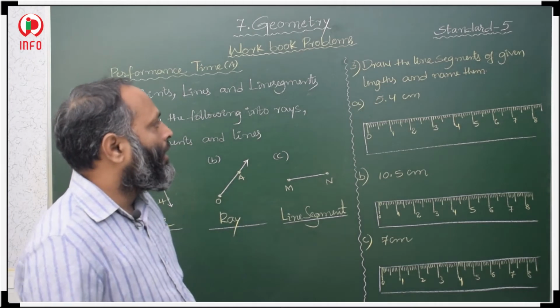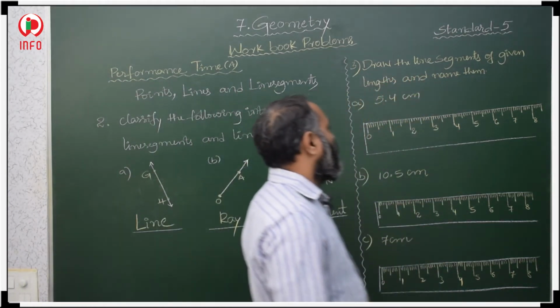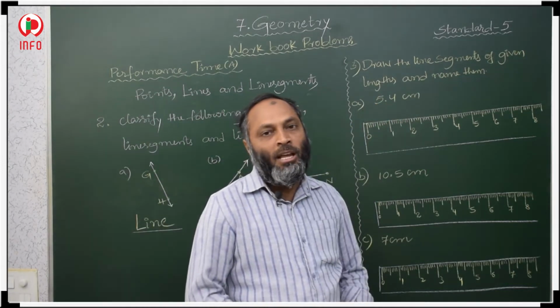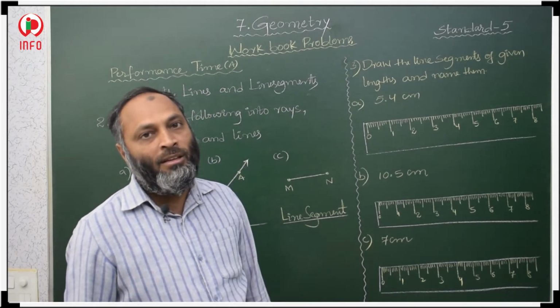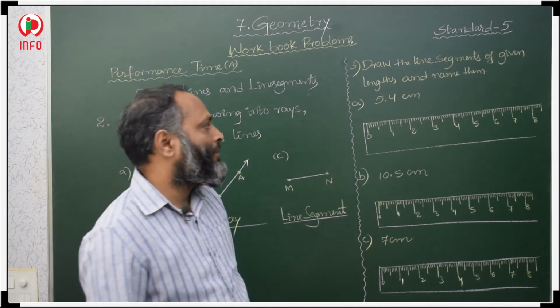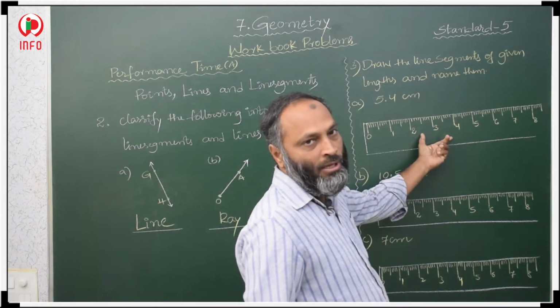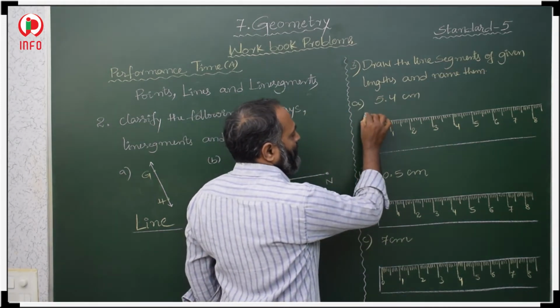Then after that: draw the line segment of a given length and name them. Here, the first length is 5.4 centimeters. A line segment of 5.4 centimeters length we have to draw. This is a scale. First we have to keep a scale, means a ruler. Then after that, what we have to do? At 0 we have to mark an initial point.